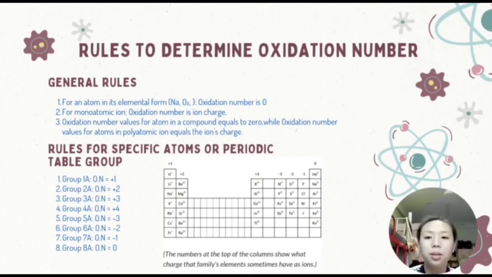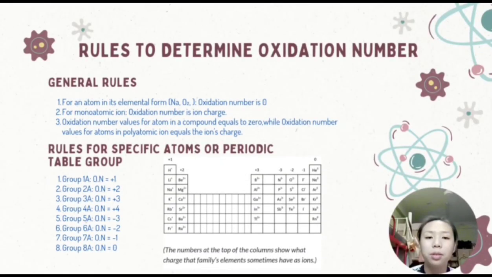We will now learn the rules to determine oxidation number. First, the general rules. Number 1, any element in its natural form has oxidation number 0. Number 2, for ions, the oxidation number equals the charge. Number 3, the sum of oxidation numbers equals the overall charge.